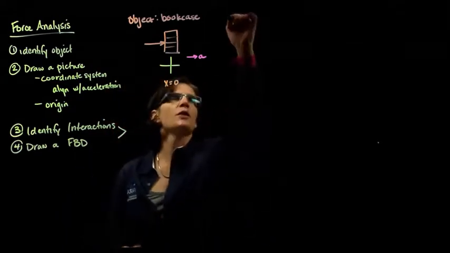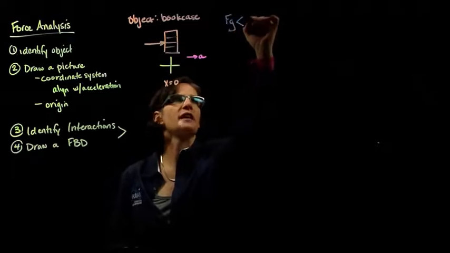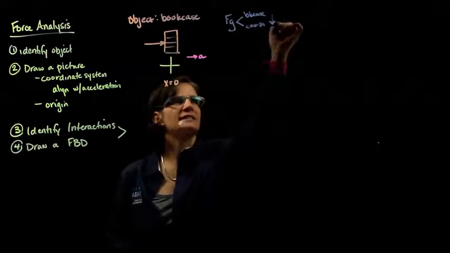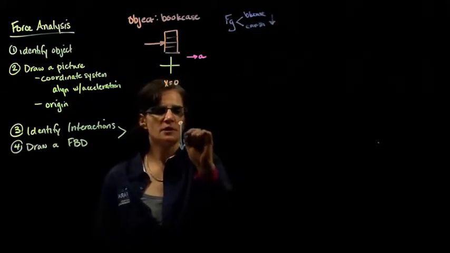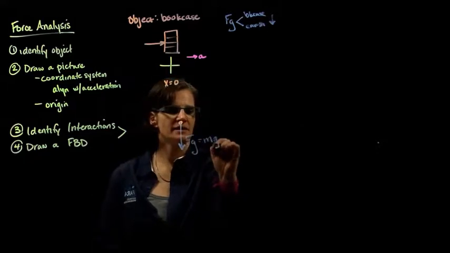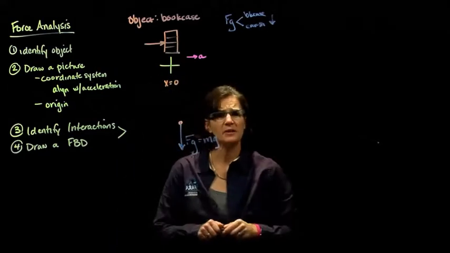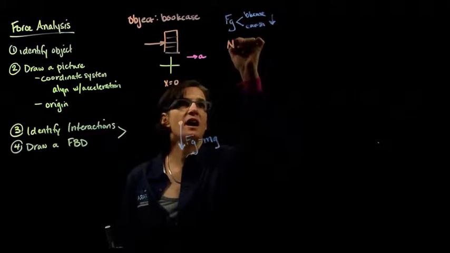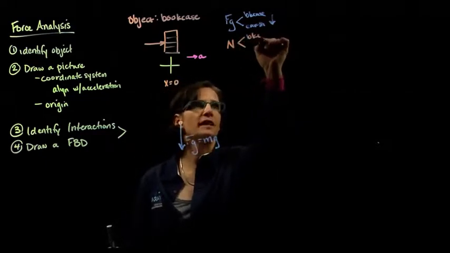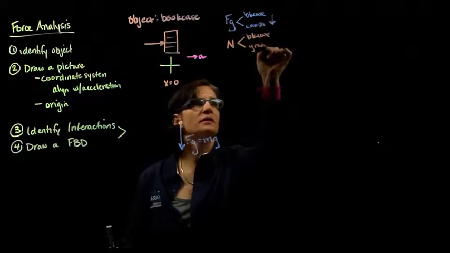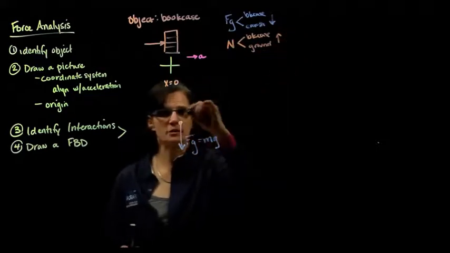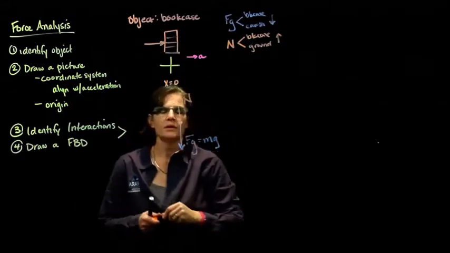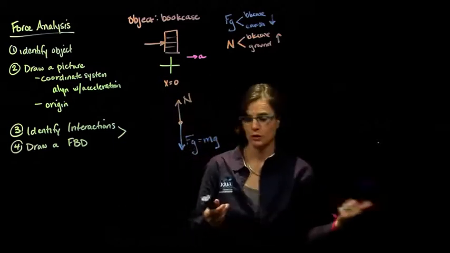Well, we know that there's going to be the force of gravity. So that's between the bookcase and the earth. And we know that acts in the downward direction. So here's my force of gravity, equals mass times gravity. All right, other interactions. Well, the bookcase is on the ground, so I know that there's a contact force, a normal force, between the bookcase and the ground, and that's pointing in the upward direction. So there is my normal force. Now it says that I'm pushing the bookcase along the floor, so there's a force of a push.